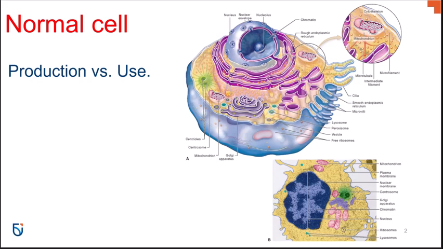So a normal cell should be very balanced in terms of the production of the products and the use of the products. One of the things we want to avoid, by keeping this balance, is accumulation of substances in the cell that should not be there in any large amounts. And we'll look at that on the next slide.